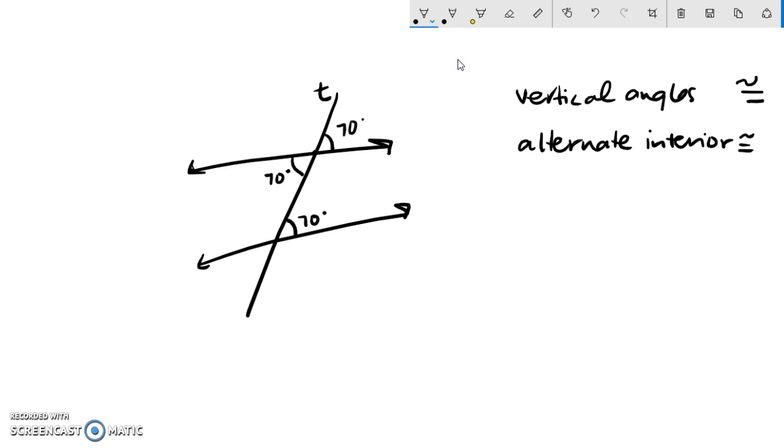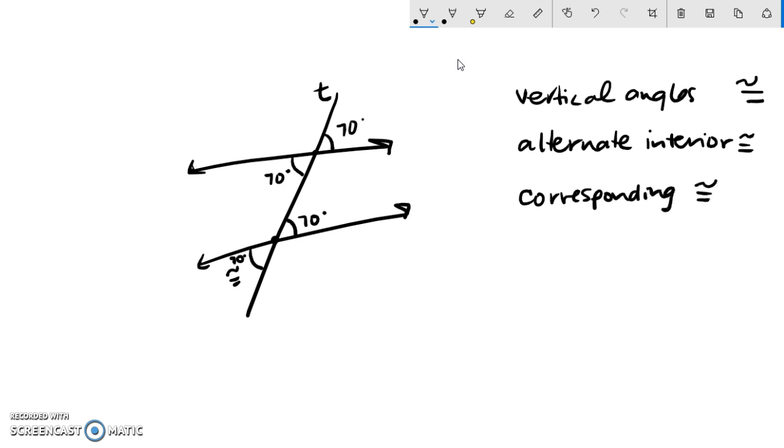Okay, so now once again we know that this angle right here is vertical to this one because they meet at this point and they're across from each other. And we said already that vertical angles are congruent. Okay, now we know all these things that are the same. So this one is also 70. Now if we looked at this angle and this angle, these have an angle relationship as well. These are called corresponding angles, and they are also congruent.